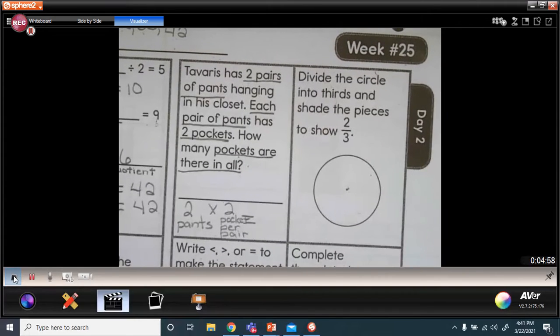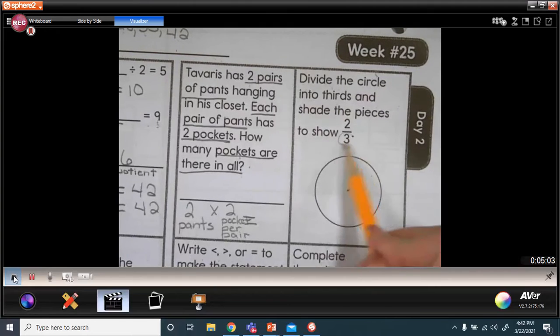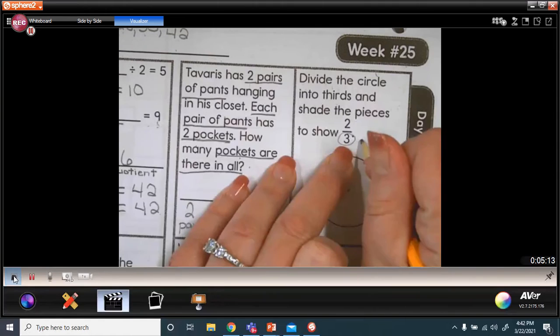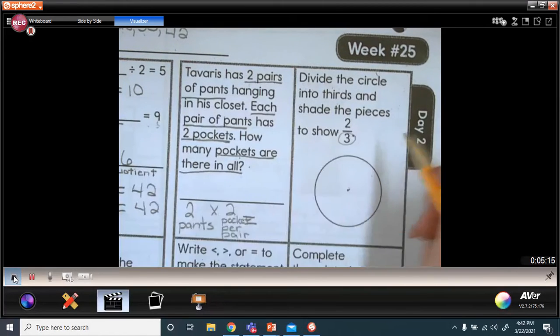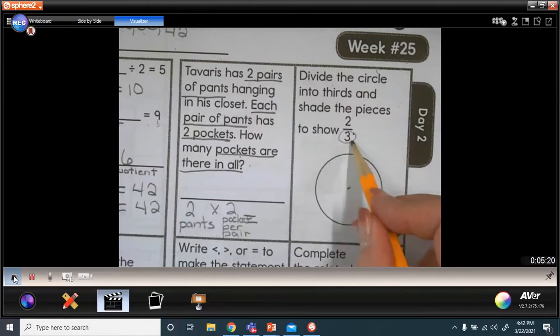All right, let's take a look at our next problem. It's a fraction problem, and it's asking us to divide this circle into thirds, thirds meaning 3 equal parts, and shade the pieces to show 2/3. So remember, our denominator tells us how many parts are in the whole, and this is one whole circle, and we want to break it up or partition it into 3 equal pieces.